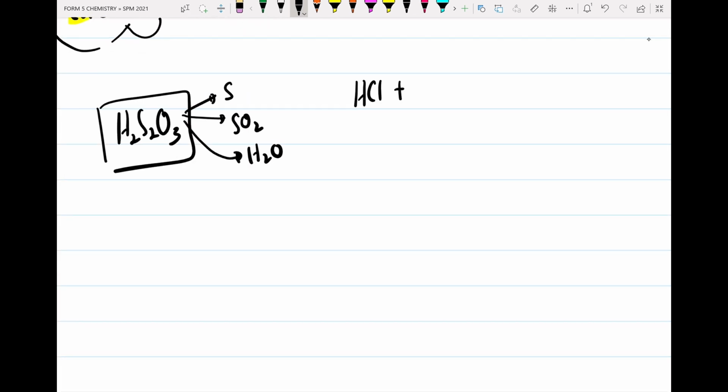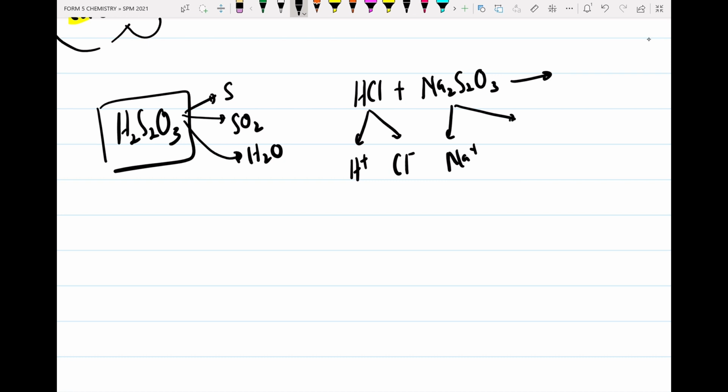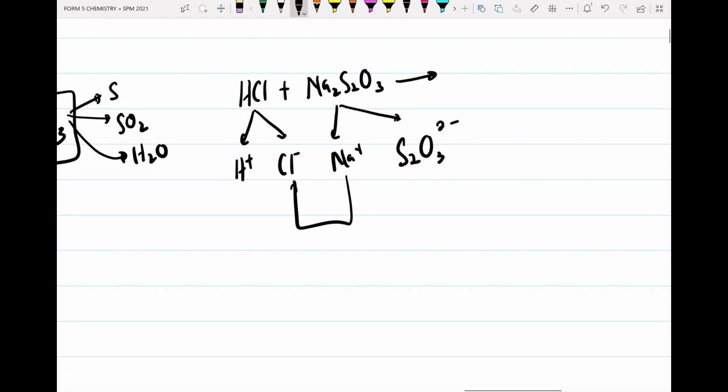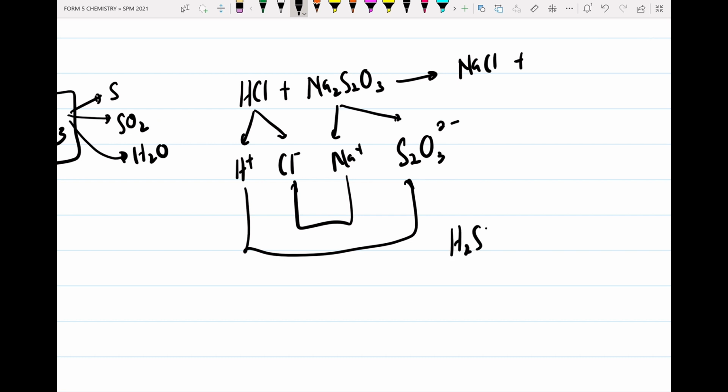When we take hydrochloric acid react with sodium thiosulfate, please remember, take out the hydrogen ion, take out the chloride ion, take out the sodium ion, take out the thiosulfate ion, S2O3 2 negative. During chemical reaction, this and this join, so we will get sodium chloride, and H joins with thiosulfate ion. When joined with thiosulfate ion, we will get unstable compound, which is thiosulfonic acid.